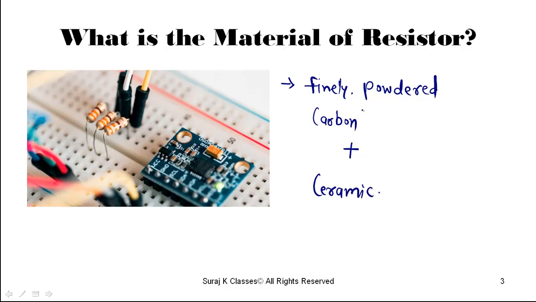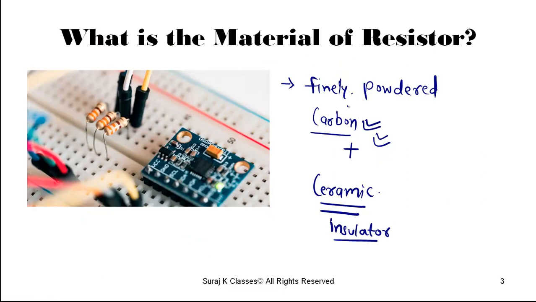So why carbon here? Carbon is an electrical conductor. It will allow the electric current to flow, but the ceramic is an insulator. So ceramic has insulating properties, and carbon has conducting properties. That is why these two materials are used in the resistor, to make the current flow through the circuit but at the same time limit the amount of current.